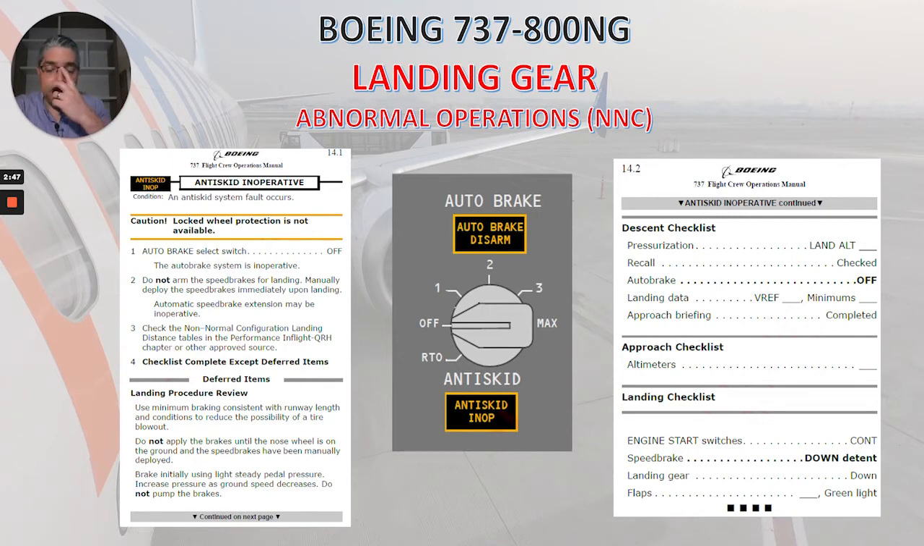If we read the landing procedure review: use minimum braking consistent with runway length and conditions to reduce the possibility of a tire blowout. Do not apply the brakes until the nose wheel is on the ground and the speed brakes have been manually deployed. Brake initially using light steady pedal pressure. Increase pressure as ground speed decreases. Do not pump the brakes. Then we will continue with the descent checklist. Just remember here, auto brake off. Approach checklist, and then landing checklist, speed brake, down detent.